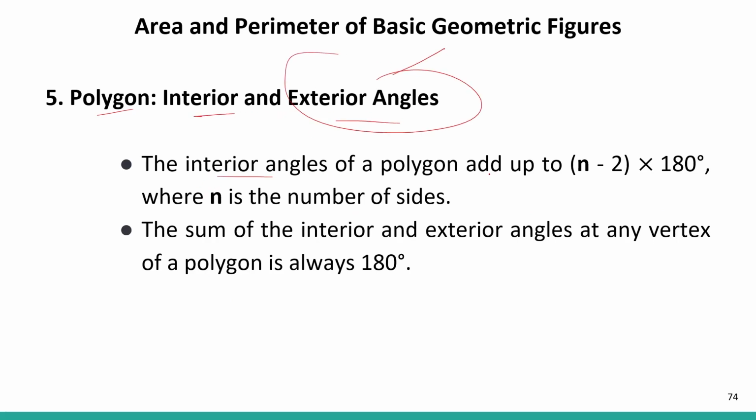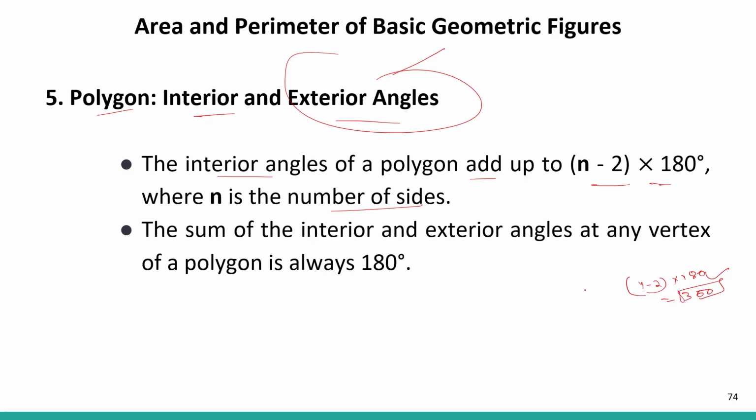Interior angles of a polygon add up to (n minus 2) into 180 degrees, where n is the number of sides. So if it is a quadrilateral, how many gons are there? There are 4 gons. Quadrilaterals are also called 4-gons. So their angles will add up to (4 minus 2) into 180, that is equal to 360, and we know this is actually true.